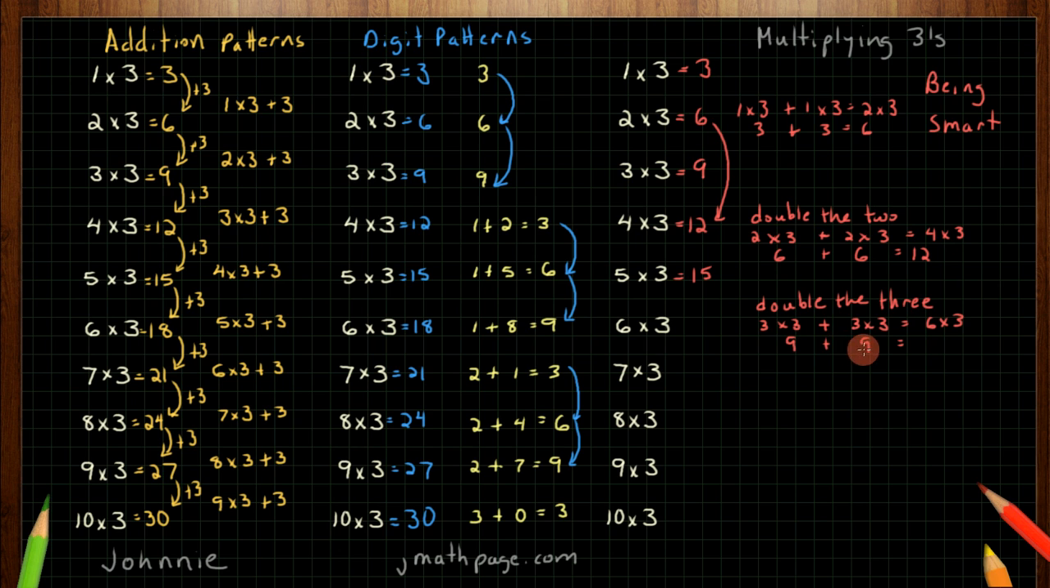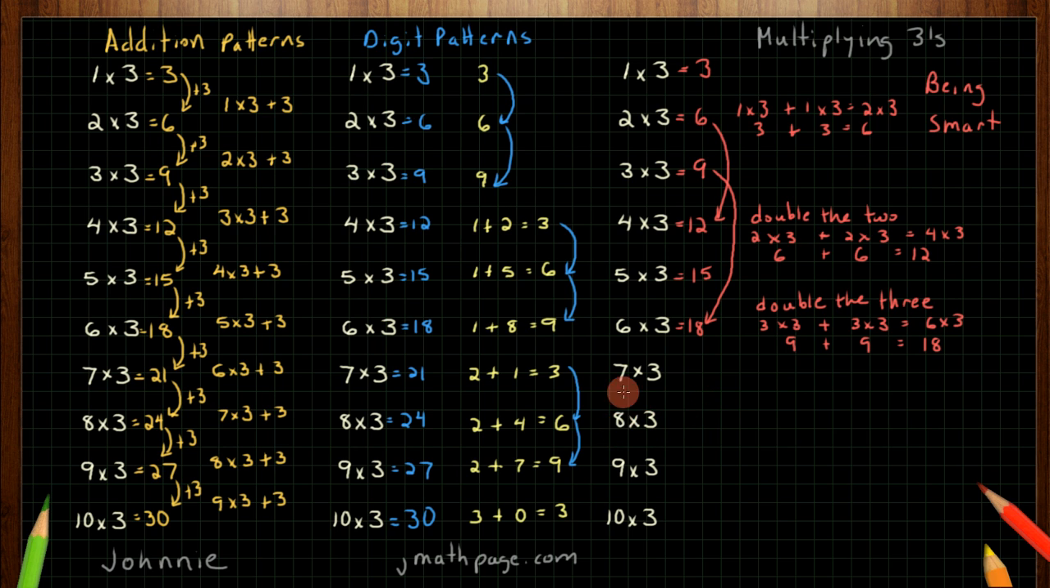So what is 9 plus 9? 9 plus 9 is 18. So we doubled the 9 to give us 18. Okay. Let's do one more easy one. Where's the next double? Oh, we have this double. It's pretty easy. Let's try the 8 times 3.